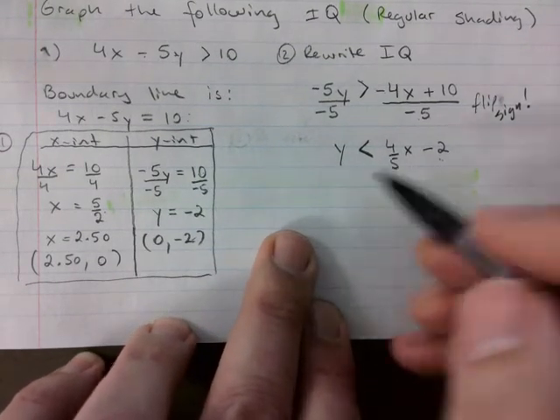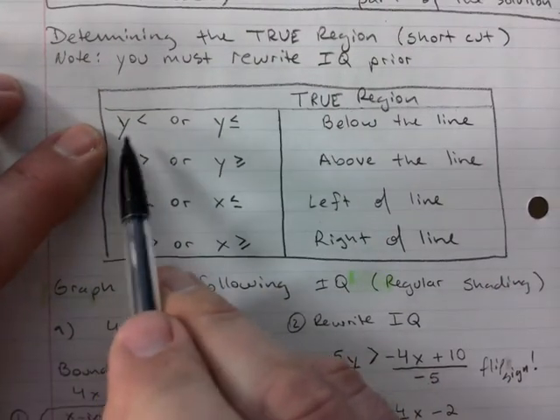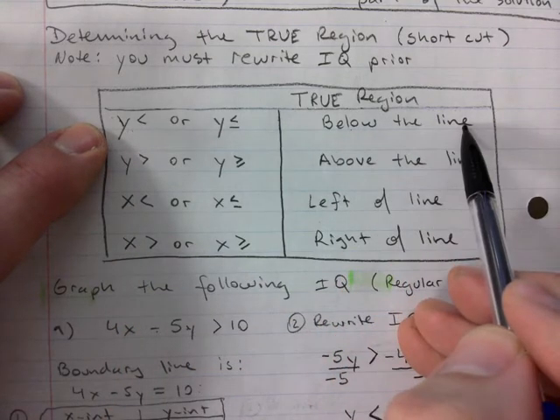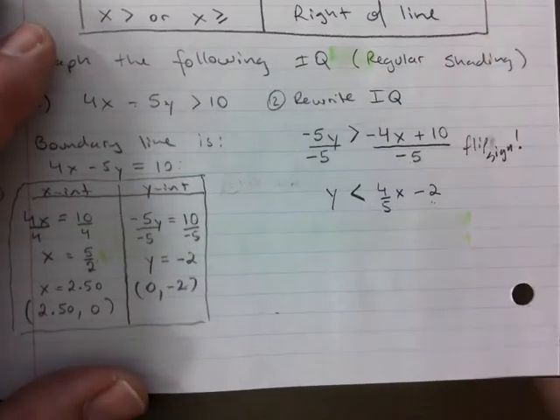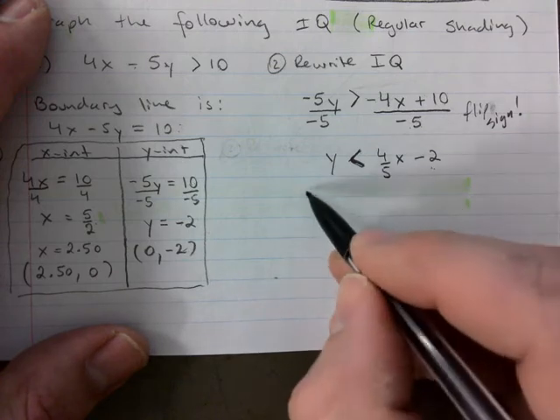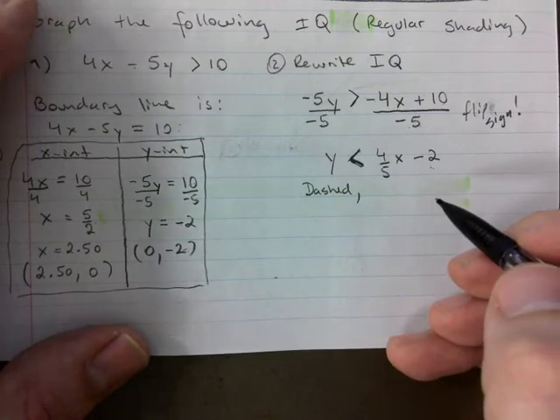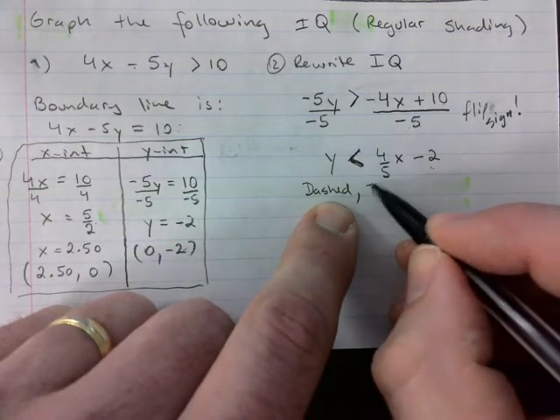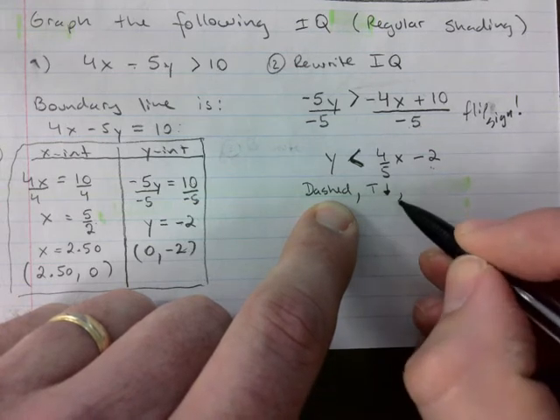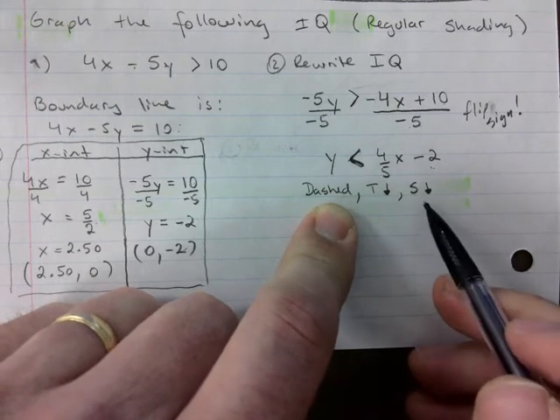where's the true region here? Now let's go back. It looks like this, right? So the true region is below the line. But watch what I'm going to do here first. Is this dashed or solid? It's dashed, so I always do this. Dashed. Later on, I'll just go D, right? So dash, true is below, and we're going to shade below because the true region is below.